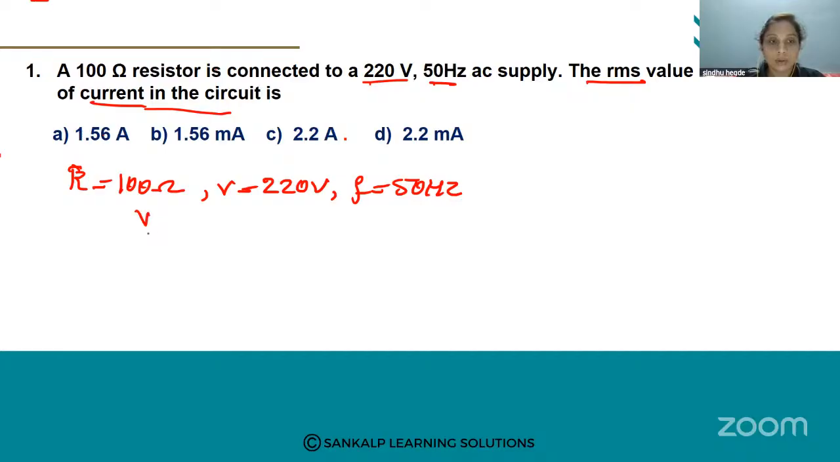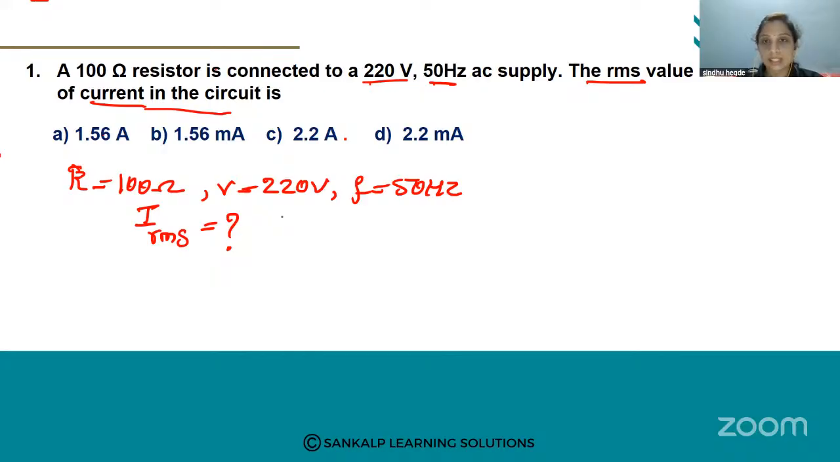You have to determine VRMS. Students, here we are discussing a question related to alternating current. Then what is the formula to calculate the RMS value of current in the circuit? Sorry, not VRMS. Here you have to find the RMS value of current, IRMS. Current is I. What is the RMS value of current formula?